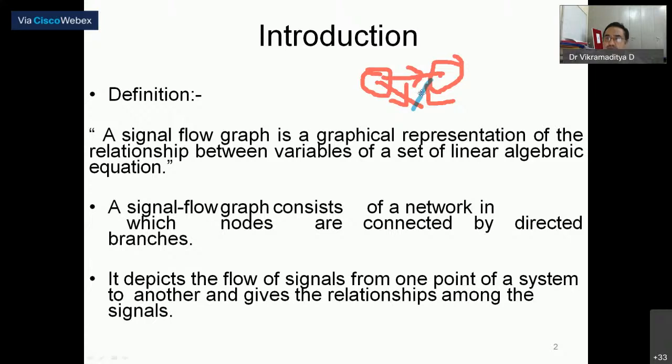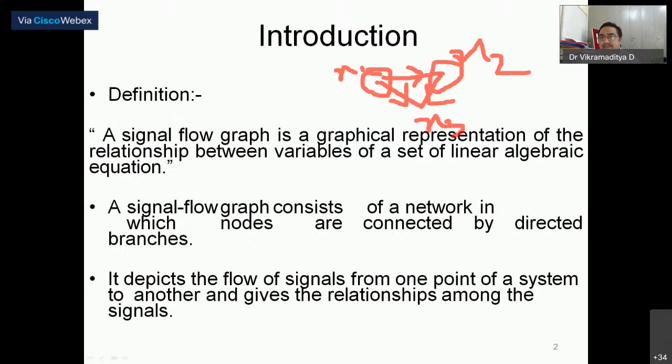The same node concept which you have learned in your circuit theory, where two or more branches meet, a node is formed. So here also you have nodes. The node represents the variables of the system. For example, say three variables are there in a system. So the first node is x1, the second node will become x2, and the third will become x3. So three variables x1, x2, x3 are there, which represent the system.